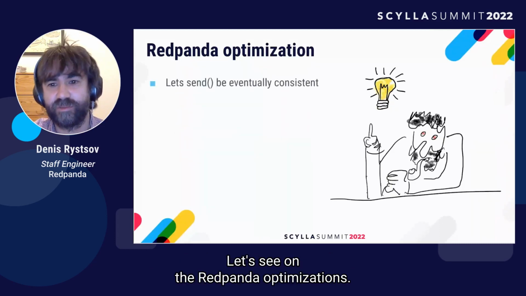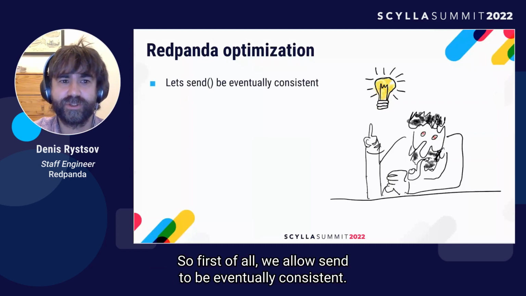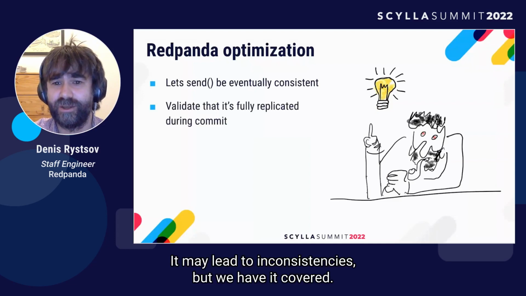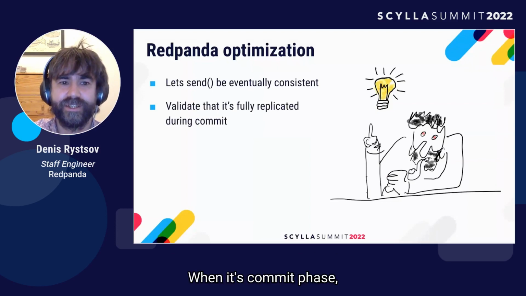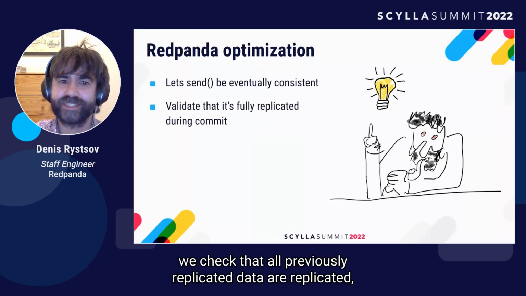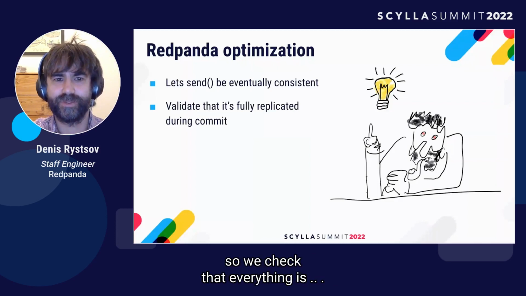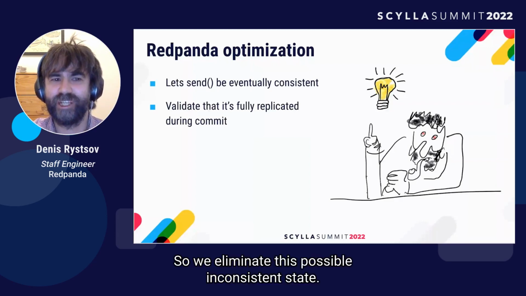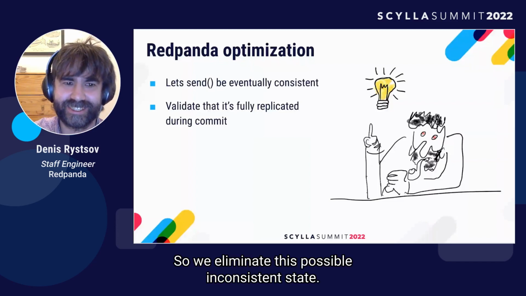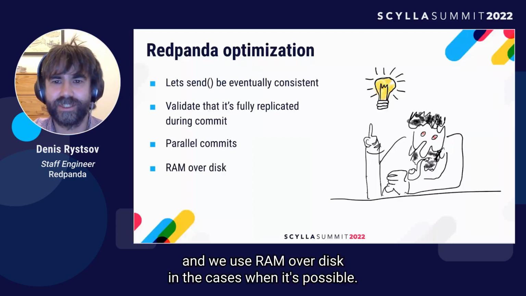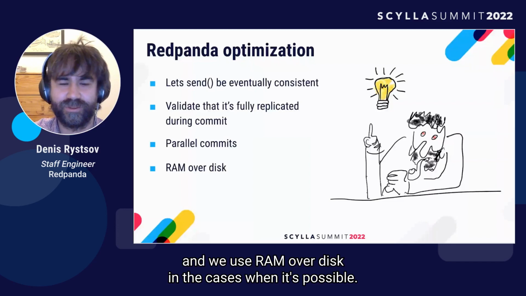Let's see the Redpanda optimizations. So first of all, we allow send to be eventually consistent. It may lead to inconsistencies, but we have it covered. When it's the commit phase, we check that all previously replicated data are fully replicated, so we eliminate this possible inconsistent state. Also, we use the parallel commits optimization, and we use RAM over disk in the cases when it's possible.